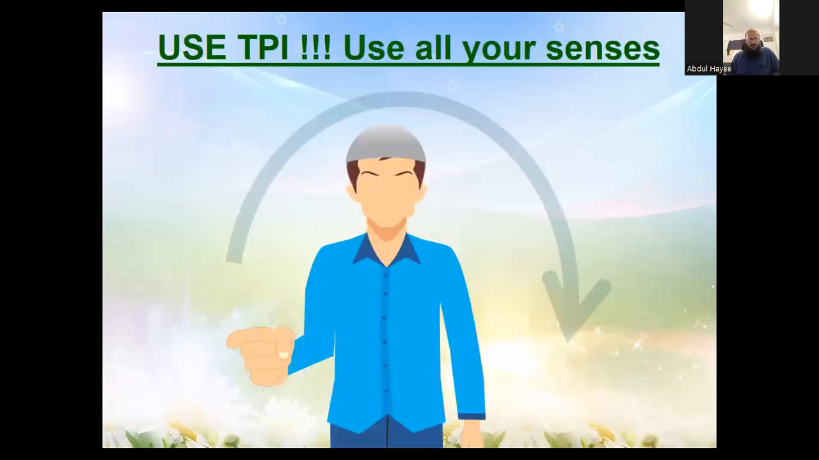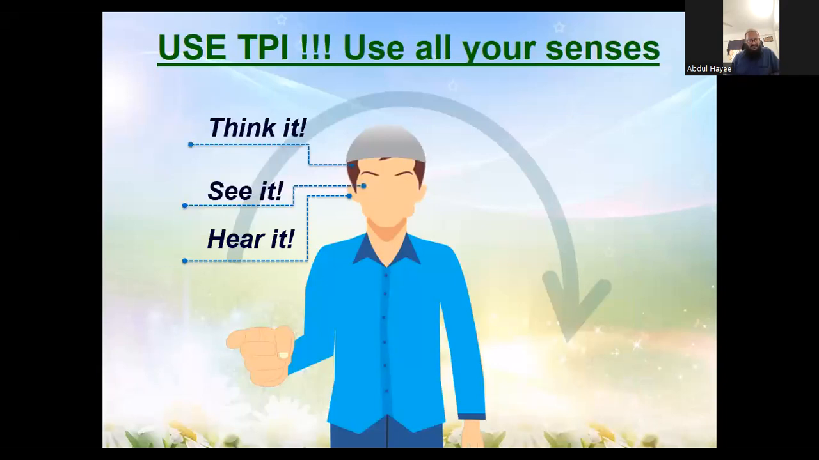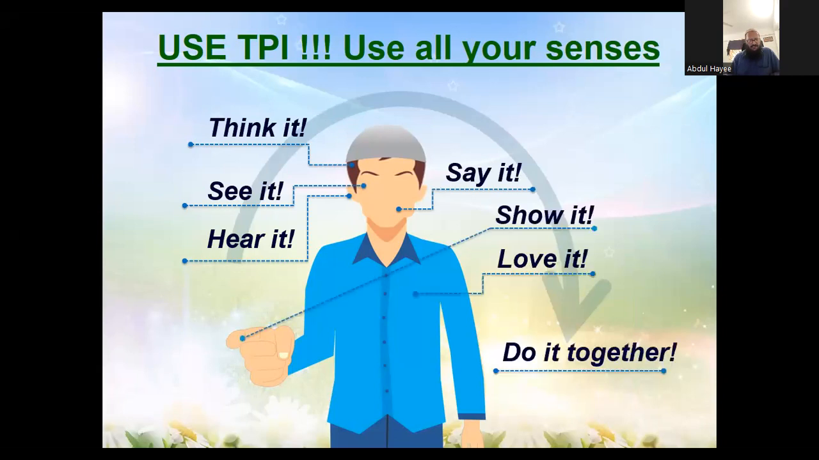We will use PPI. PPI means hear it, see it, think it, say it, show it, love it, do it together. Which means use all your senses and make somebody your partner for the learning of this grammar.